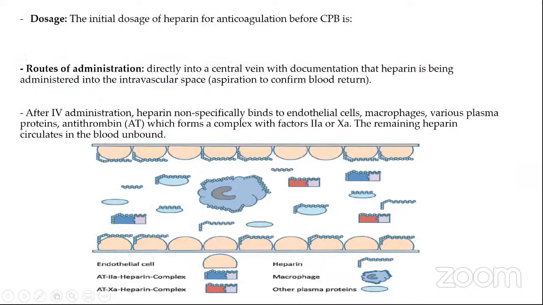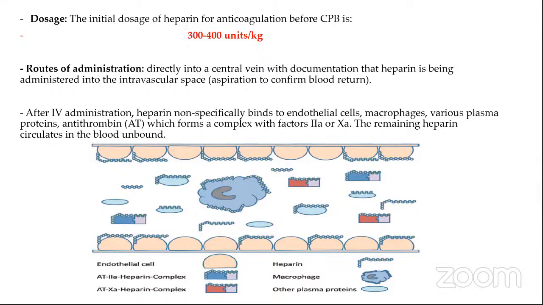Does anyone know what's the dosage that we use of heparin as anticoagulation for CPB and every day in the OR? 300 to 400 units per kg. Okay, that's nice. Yeah, so it's 300 to 400 units per kg. And usually the route of administration, as anesthesiologists, we give it in the central vein. So usually in the central line.